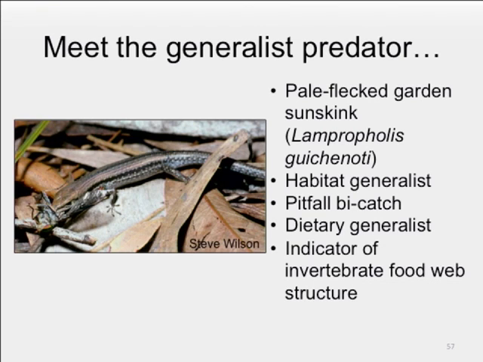So the generalist predator that's a focal species for this study is the pale-flecked garden sun skink. It's a habitat generalist. At Wog-Wog, it occurs in that matrix, it occurs in the fragments, and it occurs in that continuous eucalypt forest. They were captured as accidental bycatch in those pitfall traps, so there's museum specimens to work with. And most importantly, they are dietary generalists. So they eat whatever invertebrates are out there that they can fit in their mouth. And this makes them good indicators of what's going on in the invertebrate food web and how it's changing with fragmentation.